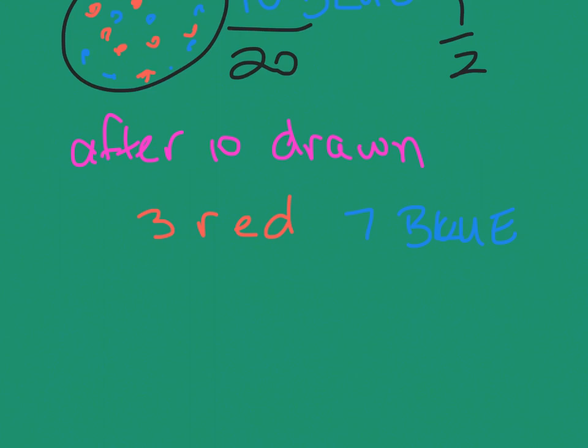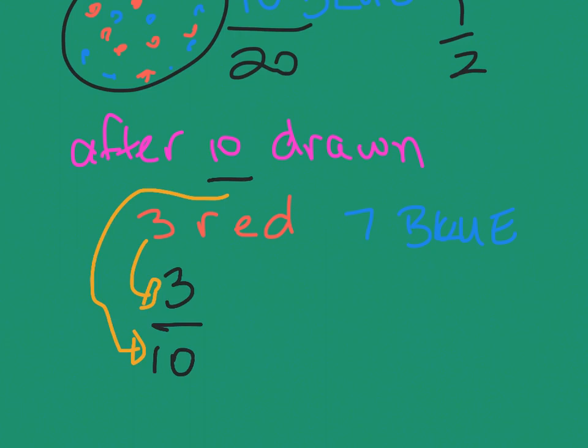So how that looks would be 3 over 10 for red, because we did 10 draws. And for blue, it's actually 7 over 10. So this was the experiment. Okay, so this is what we actually did. And that's the difference between theoretical and experimental probability.